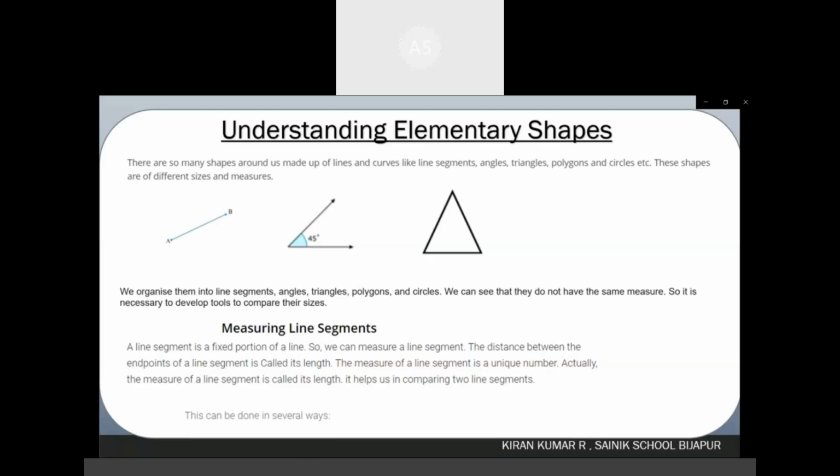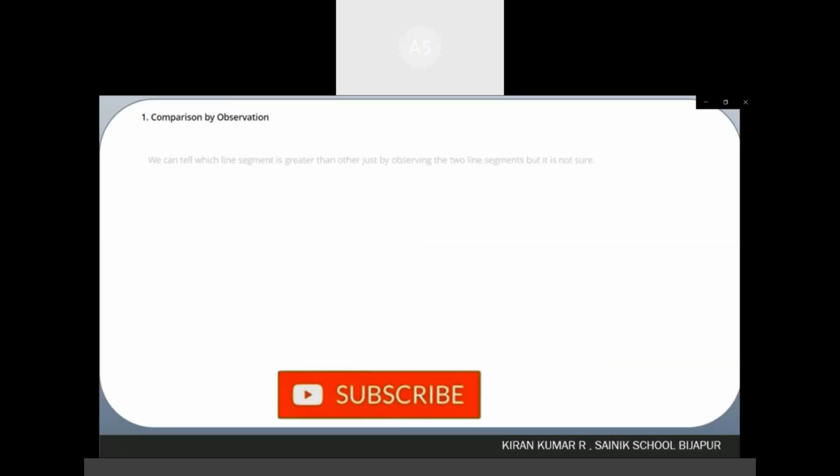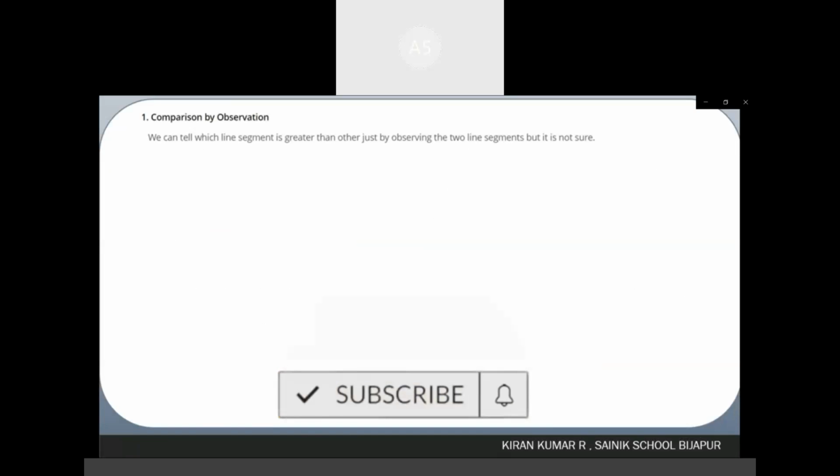This can be done in several ways. The first way is to compare by observation. The second way is by tracing. And the third way is using a ruler or a divider. Let's see one by one. How do we compare by observation? We can tell which line segment is greater than the other just by observing the two line segments, but it is not sure.